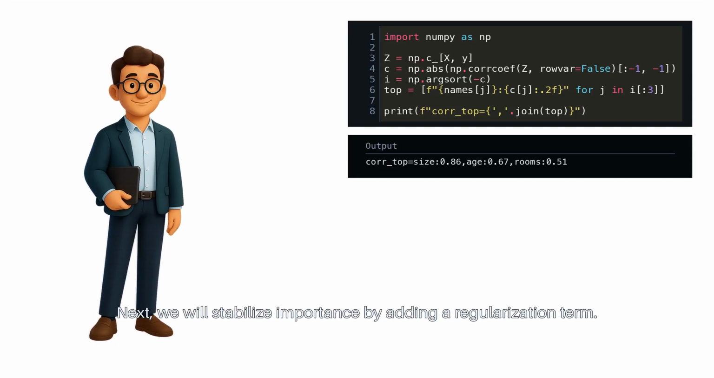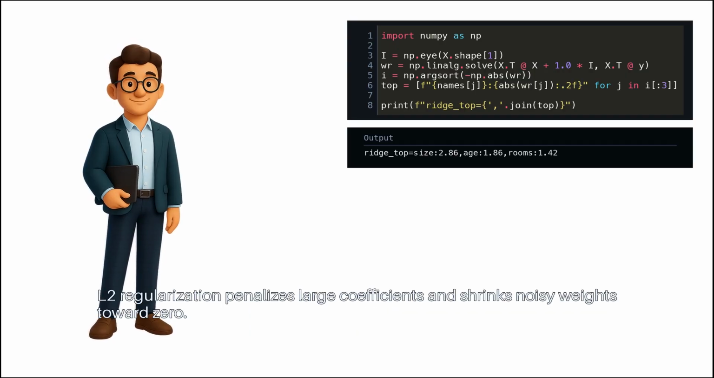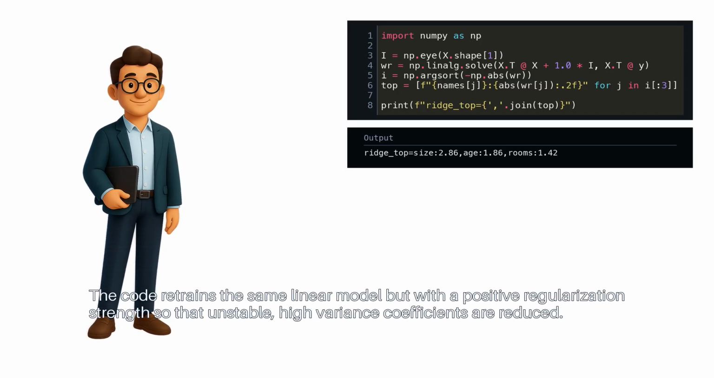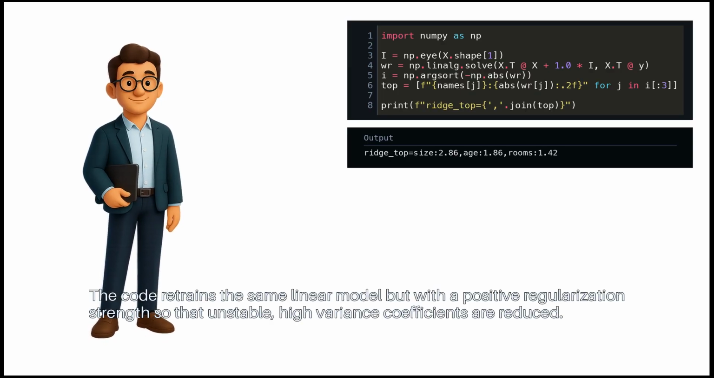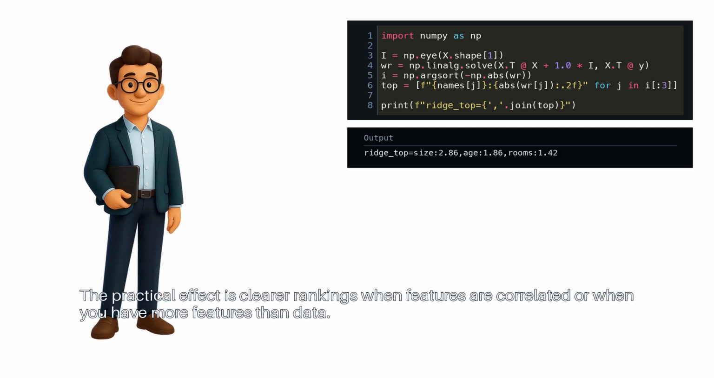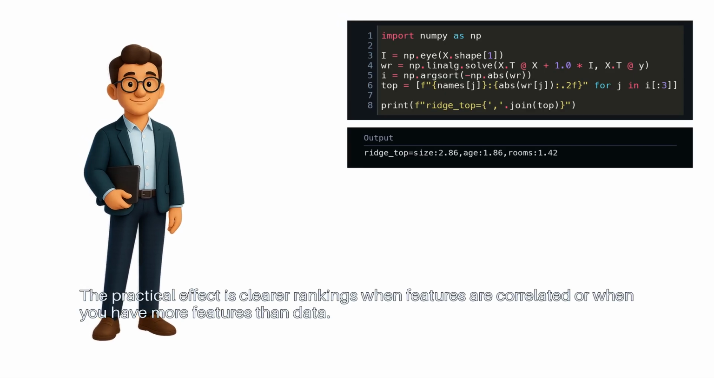Next, we will stabilize importance by adding a regularization term. This snippet applies L2 regularization to stabilize feature importance. L2 regularization penalizes large coefficients and shrinks noisy weights towards zero. The code retrains the same linear model, but with a positive regularization strength so that unstable, high variance coefficients are reduced. The practical effect is clearer rankings when features are correlated, or when you have more features than data.